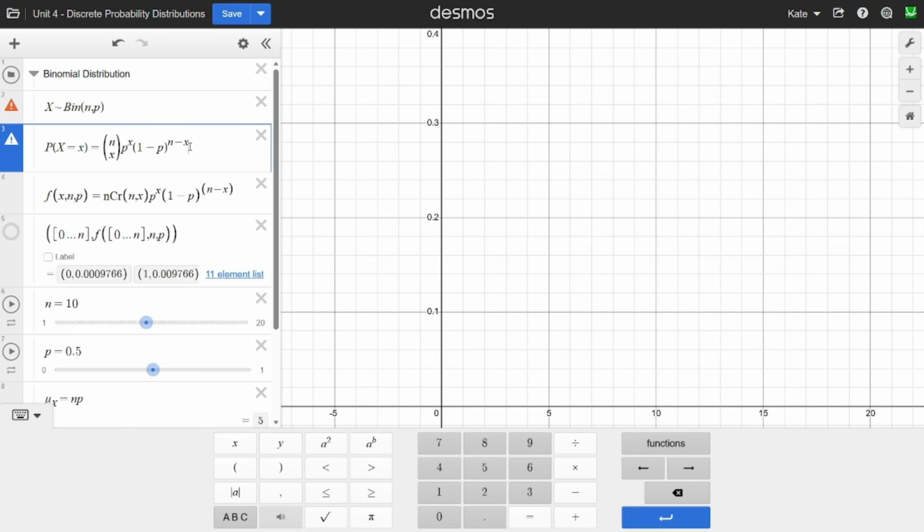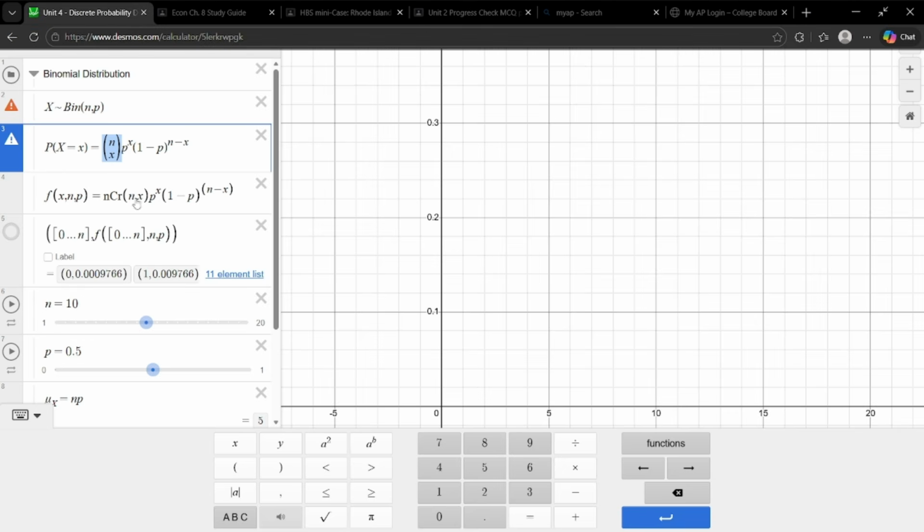But this includes all the different combinations of getting x successes and n minus x failures. So this binomial coefficient adds all of them together. This is the number of combinations of x successes and n minus x failures.